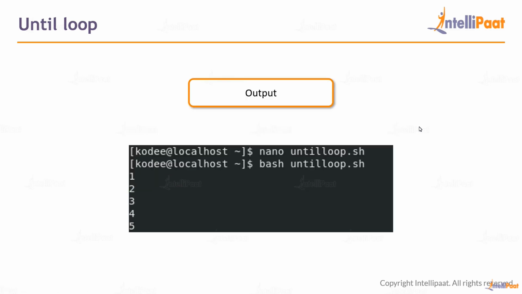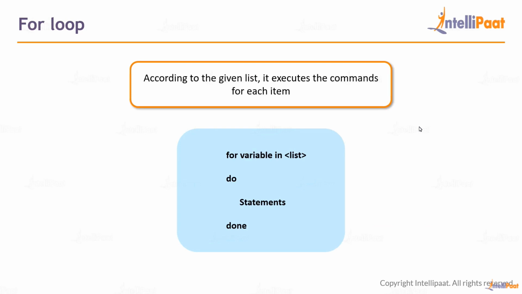And finally, for loop. According to the given list, it executes the commands for each item. So for variable, this is the variable you'll have to provide. It will use this variable to iterate in a particular list. A list will have a set of items within it.